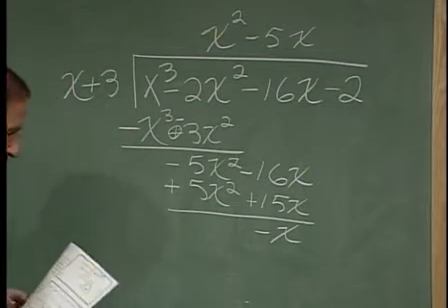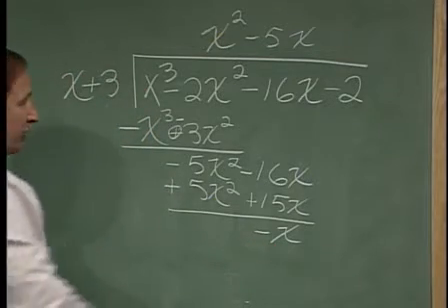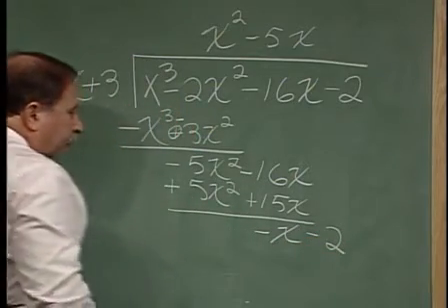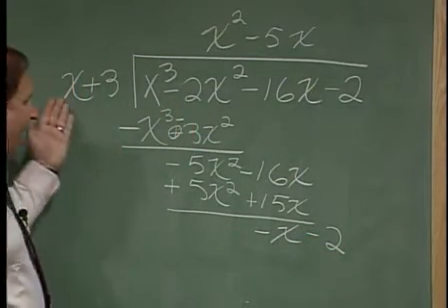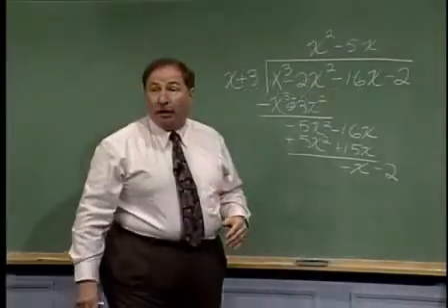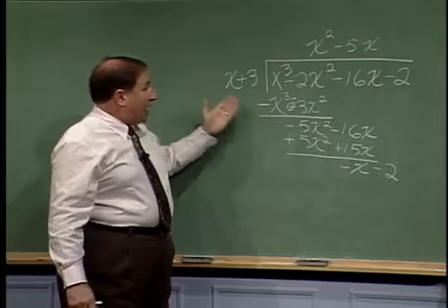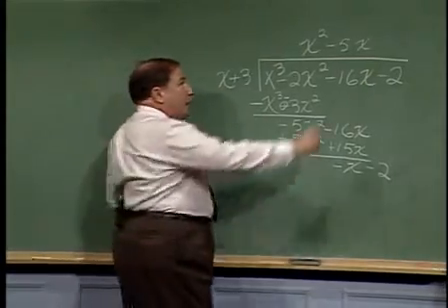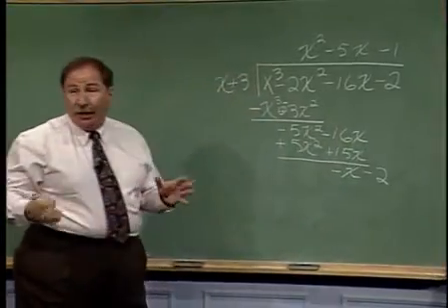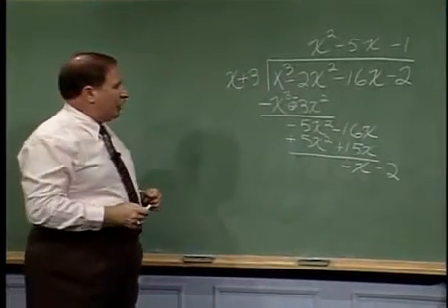And, of course, what we do next is to bring down our next place value, which is the ones place, or the constant, negative 2. We divide x into negative x. And what happens there? Well, what times x is negative x? Negative 1. And you'll notice the negative 1, of course, is lined up with the negative 2 in the ones or constant place.